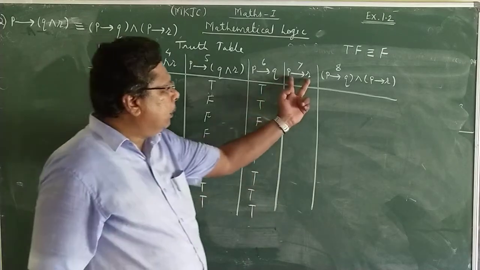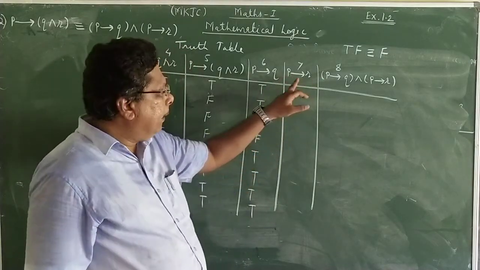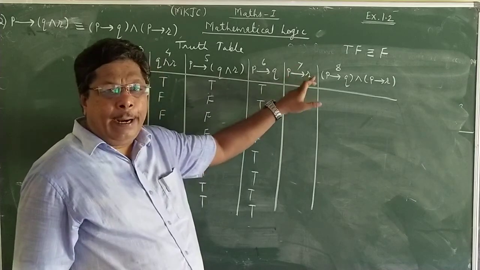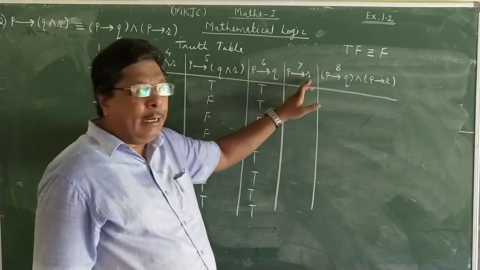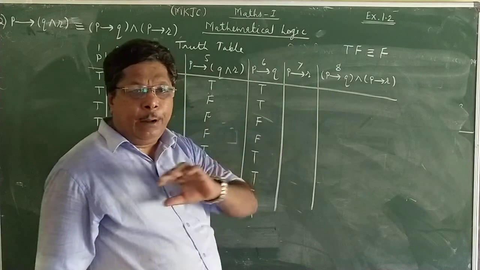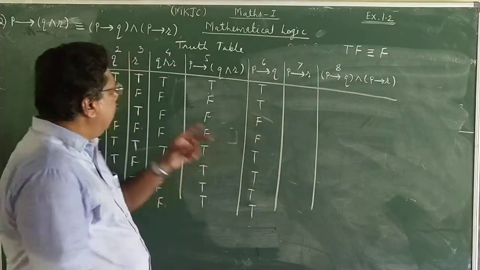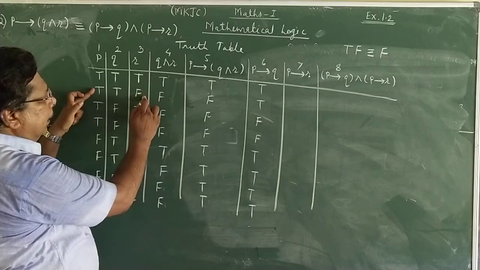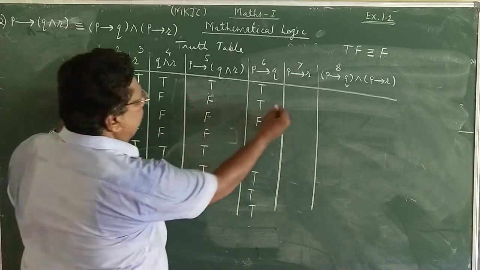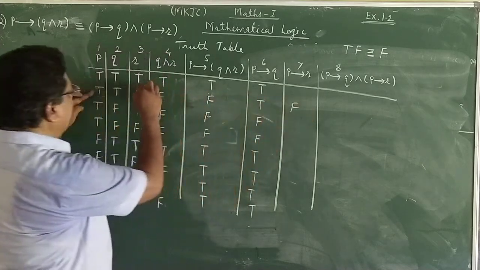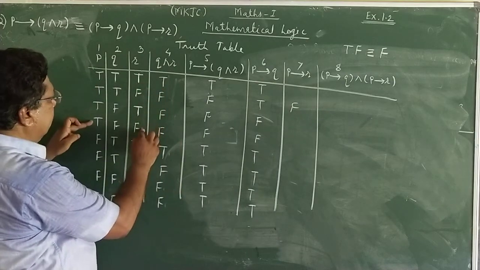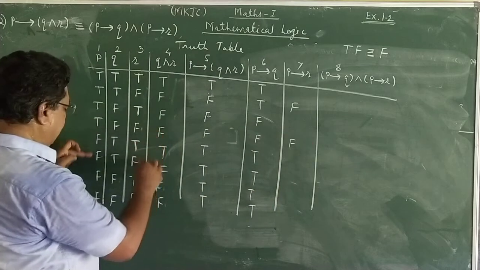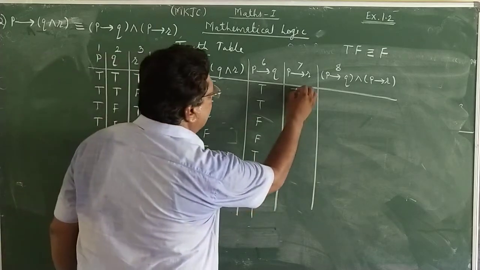Next column P conditional R. Connective is same, if then. Requirement: if P is true and R is false, then P conditional R is false, and in all the remaining cases it is true. Now see in between P and R, first true, second false. Condition is satisfied in the second case. So this is false. Also in the fourth case, this is also false. And the remaining are true.